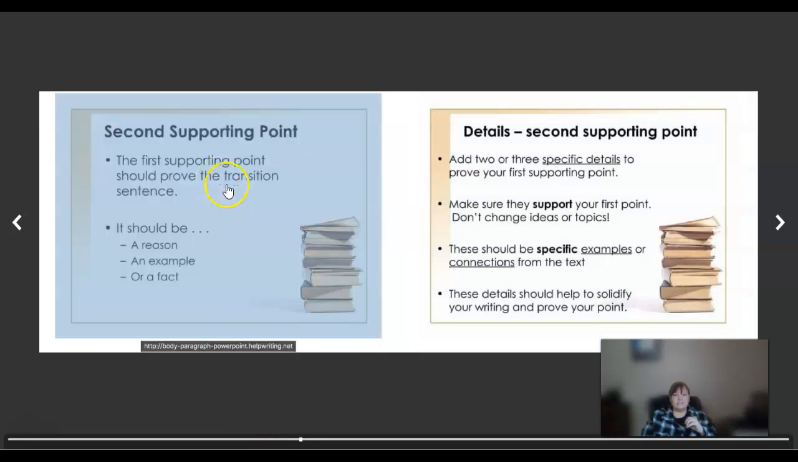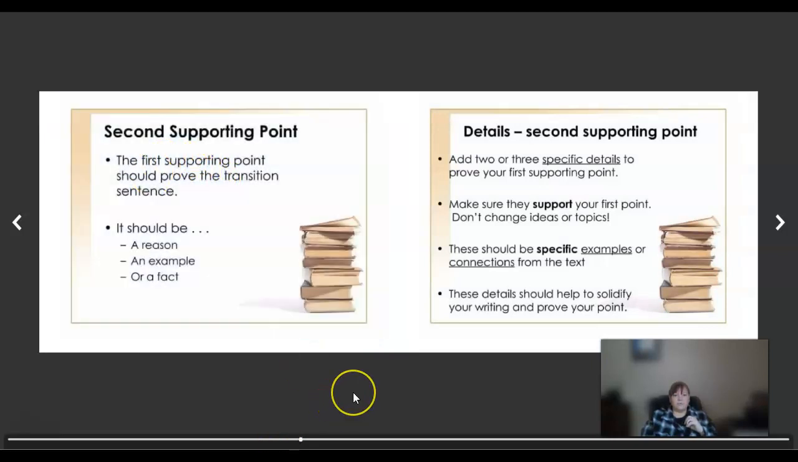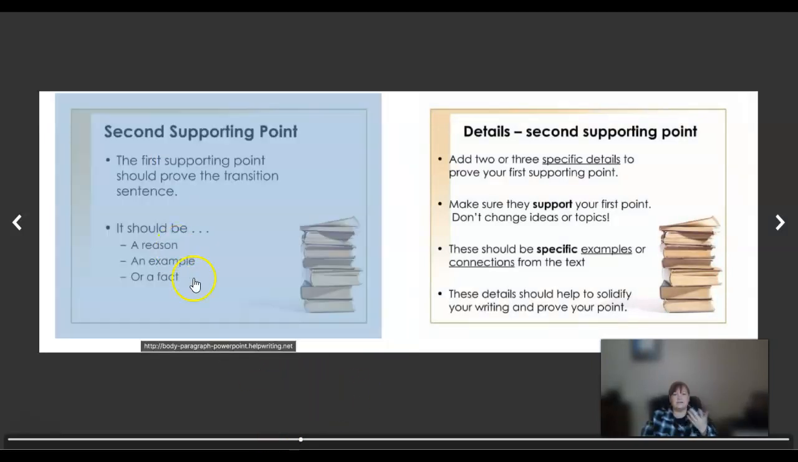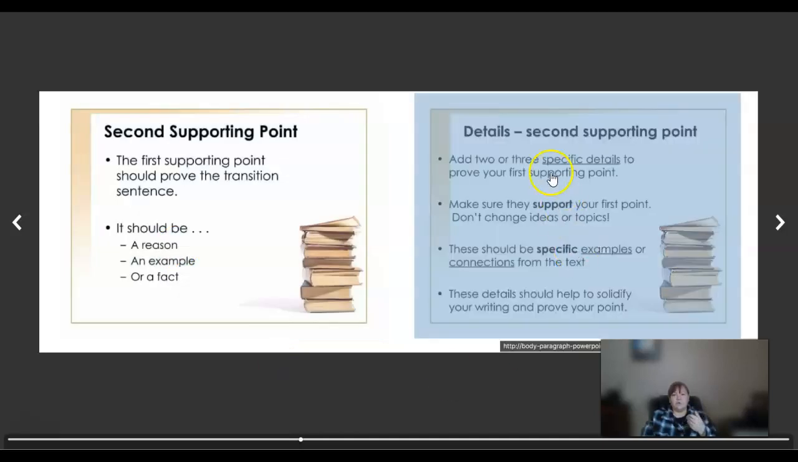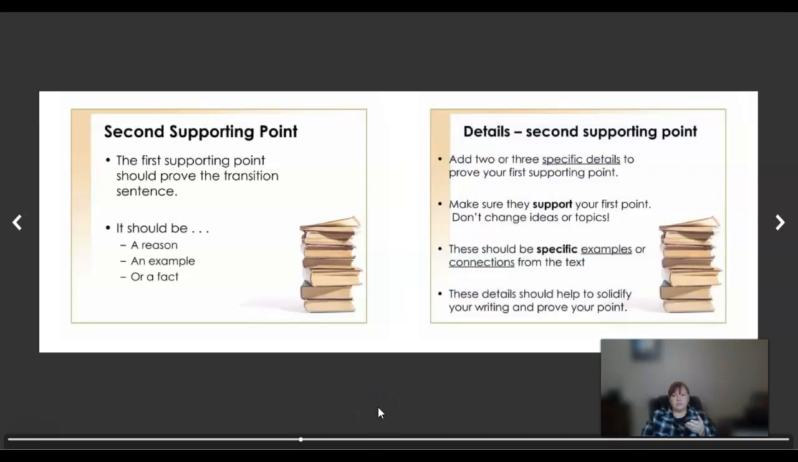All right. Your second supporting point. The first supporting point should prove the transition sentence. Again, same thing. So you can use this. Add 2 or 3 specific details to prove your first supporting point. Make sure they support your first point. Don't change ideas or topics. There should be specific examples or connections from the text. These details should help solidify your writing and prove your point.